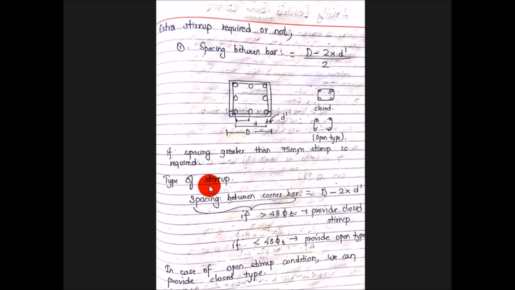Now for the type of stirrup, we have to determine whether to provide a closed tie or an open tie, for which the spacing between corner bars has to be determined, which is equal to D minus 2 into D dash, where D is the overall depth and D dash is the effective cover. If the spacing between corner bars is greater than 48 times the diameter of the lateral tie, then a closed stirrup is to be provided, and if it is less than 48 times the diameter of the lateral tie, an open type stirrup is provided. In the case of an open type stirrup, we can also directly provide a closed stirrup, because a closed stirrup is much stronger. So this is a closed stirrup and this is an open type stirrup.